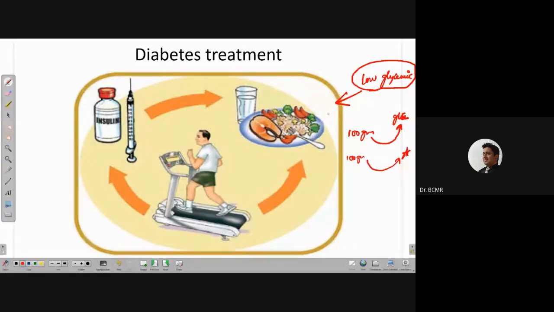Idli also is high glycemic. I mean, carbohydrate-rich foods, especially those that are polymers of glucose, usually tend to have a high glycemic index. So we should reduce the amount of those and increase more protein in our diet. And we should eat less and less frequently. And there is also something called calorie restriction.